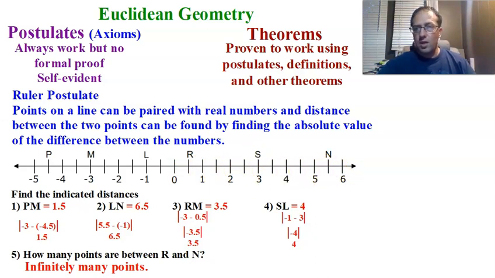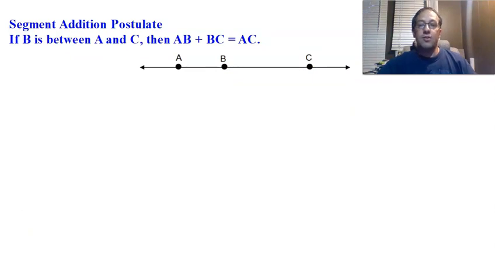Okay? Another postulate we're going to look at, which you can say, like, duh, is the segment addition postulate. We're actually going to use this a lot in class. It says if point B is between point A and C, remember if it's between something, that means it's on the line, so they're all collinear, then the length of AB plus the length of BC equals the length of AC. So if I know how long this piece is, and I know how long this piece is, I can add the two pieces up to get the length of the whole thing.